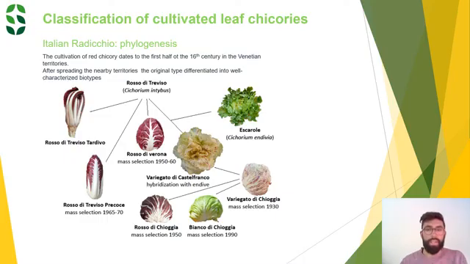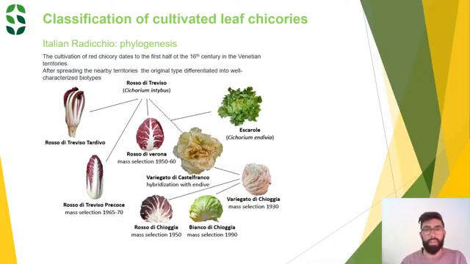And by mass selection in 1930, we added the Variegato di Chioggia. In the past, it was very different from the type we know today. It was a sort of wild chicory with an extremely late cycle, and it was ready for harvesting by late February or March.